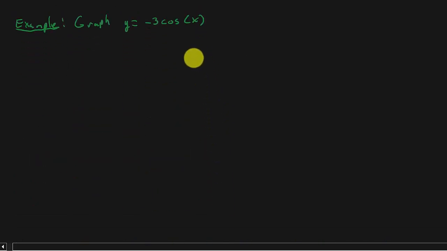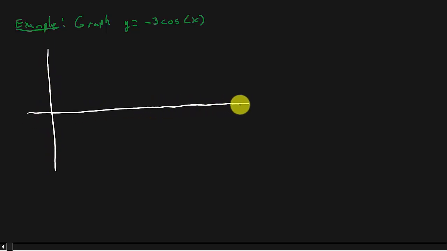All right, so let's look at this one. This one's a little different. Graph y equals negative 3 cosine x. All right, well, let's do the same thing. Like I said, nothing's different.